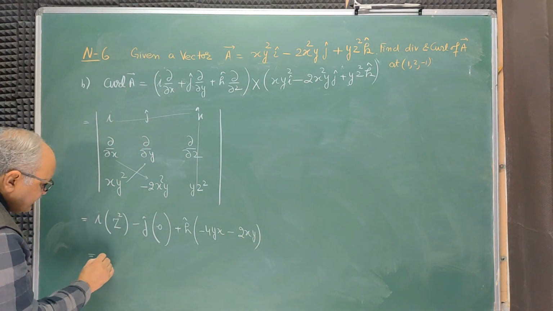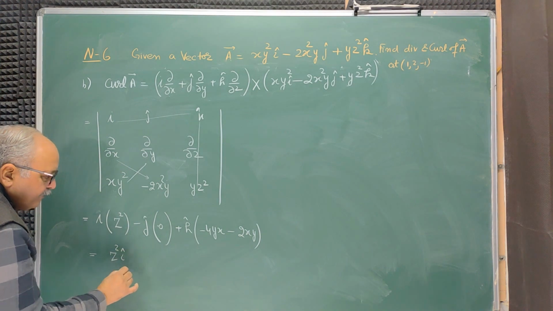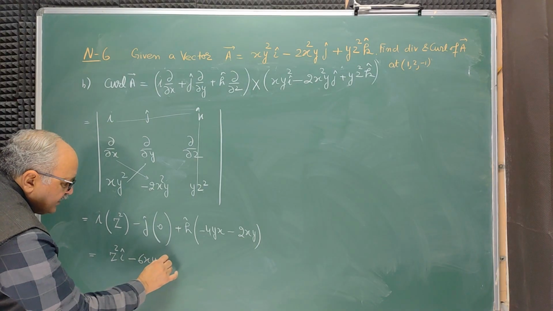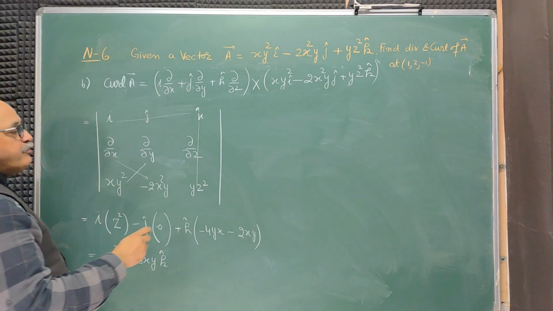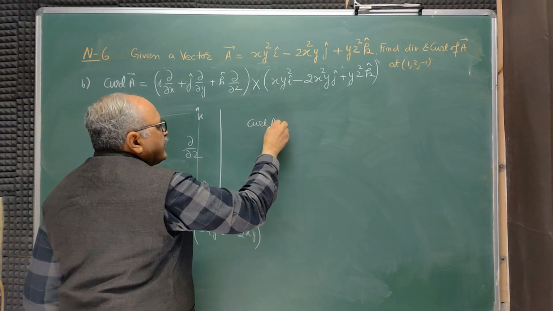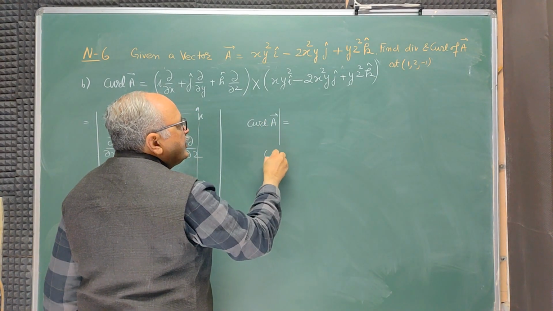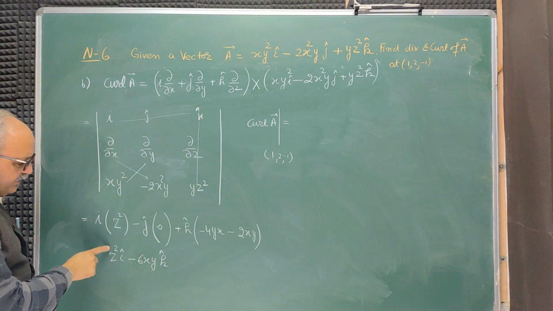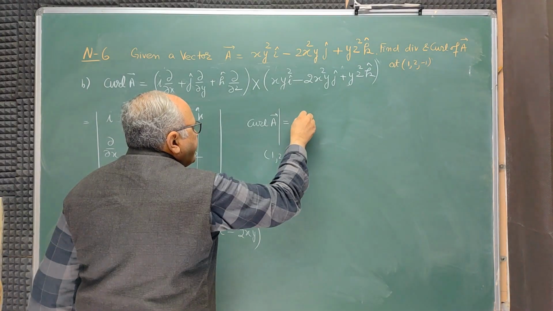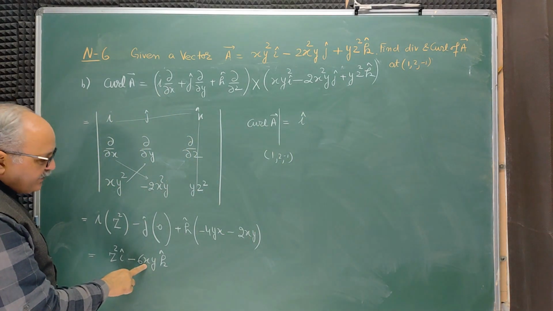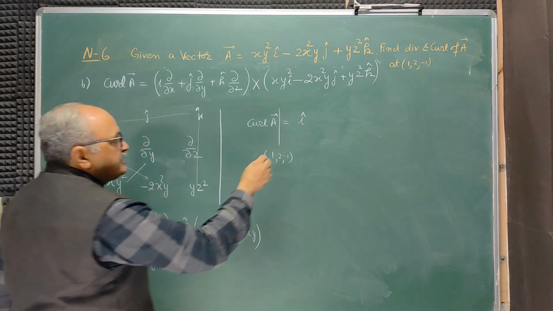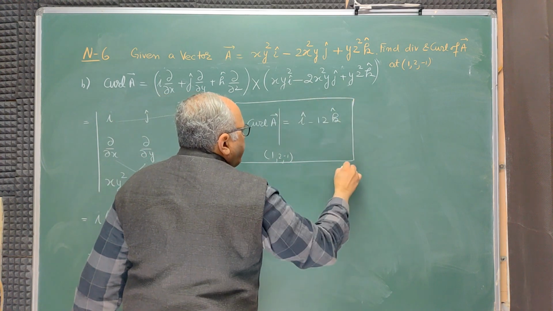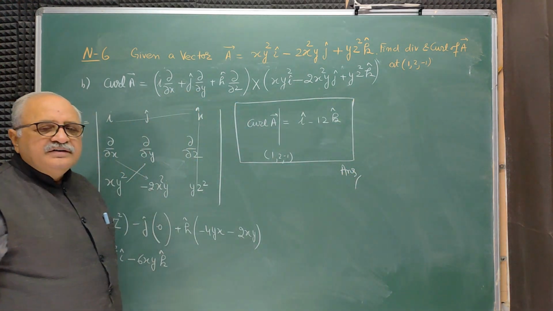And if I simplify this, this is equal to z squared i cap, this is out, and this gives me minus 6xy k cap. But we have to get the curl of A at the position 1, 2 and minus 1. So putting z as minus 1, the square of it gives me 1, so i cap. Putting x as 1 and y as 2 gives me minus 12k. So that is the answer for the second part of question number 6.